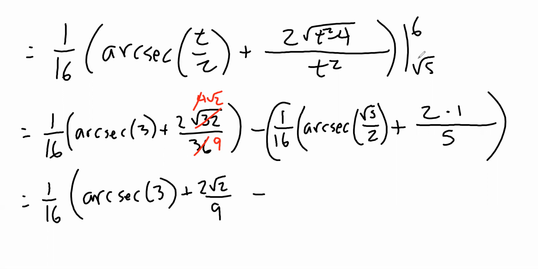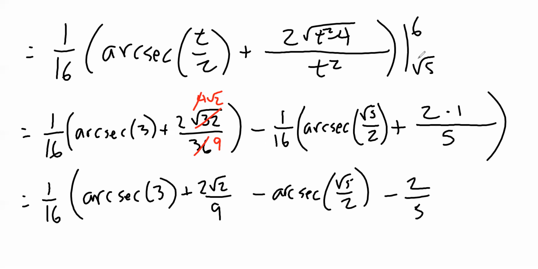Minus, remember we factored out the 1/16, so we're going to have to write that. But we do need to distribute the negative sign. So minus arc secant of square root of 5 over 2, minus 2/5. And as ugly as it is, I think it's a good stopping point for this problem.